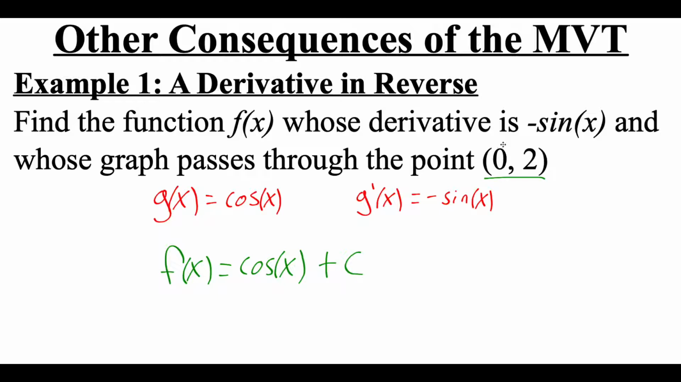Well, that point gives us an x value and a y value. So what we can do is use this f of x function, plug in x and y, and solve to find c. So our function value is the y value. So we've got 2 equals the cosine of 0 plus some c value.